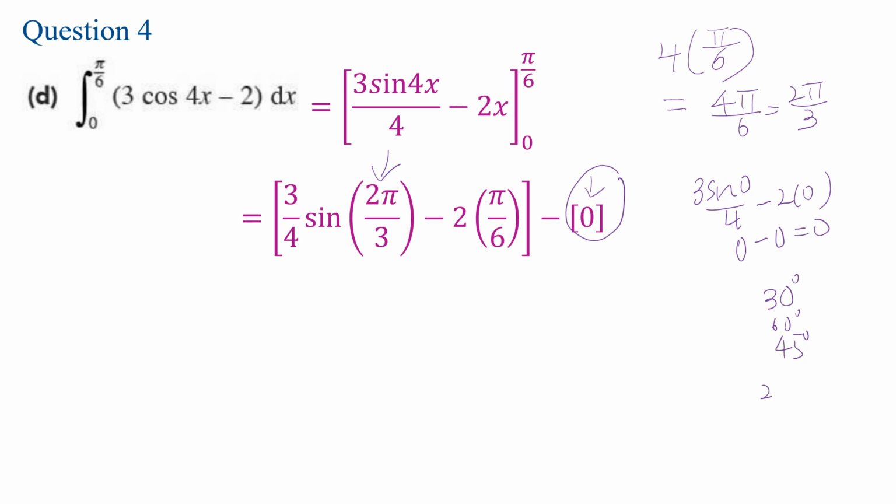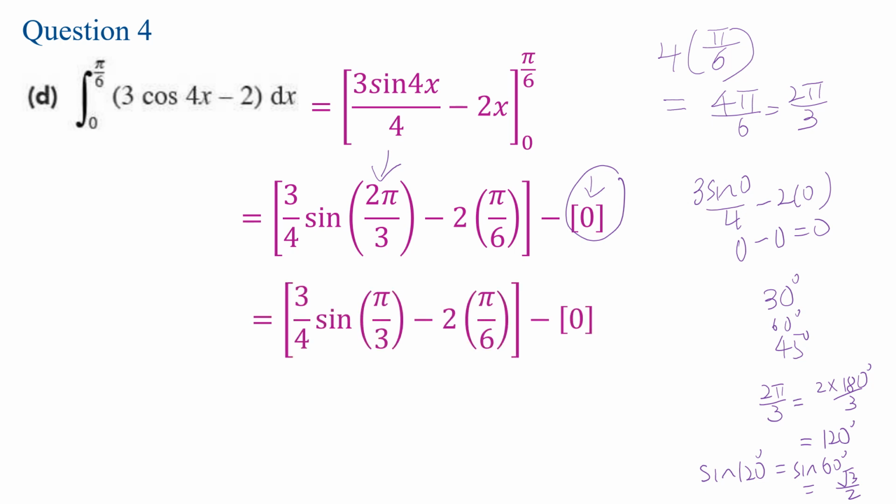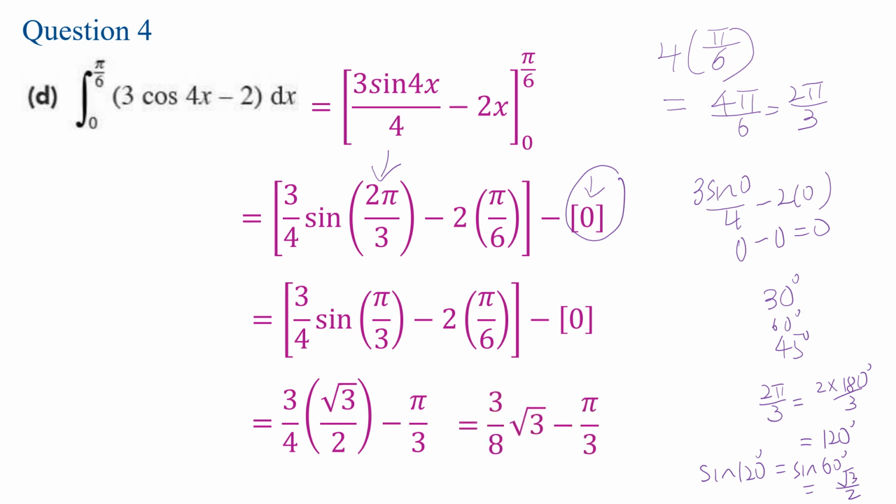So 2 pi over 3, if you convert it to degree, is actually 2 times 180 degrees divided by 3. That gives you 120 degrees. So sine 120 is equal to sine 60, which gives you square root 3 over 2. Okay, so we have 3/4 times square root 3 over 2 minus pi over 3. And if we simplify further, this is what you get.